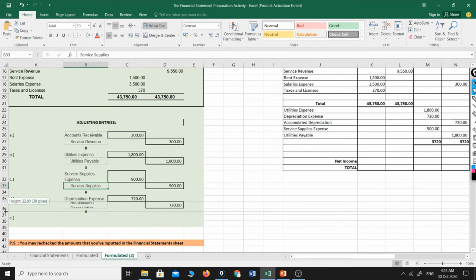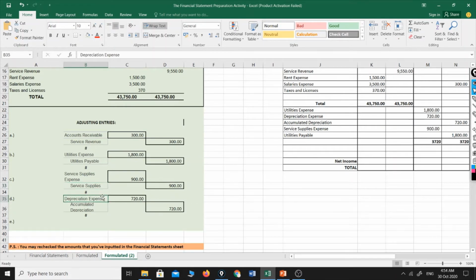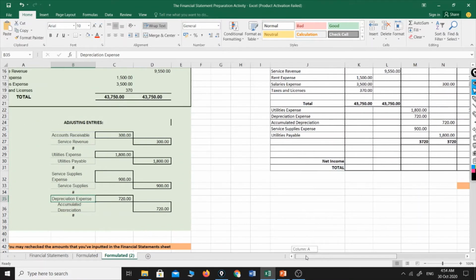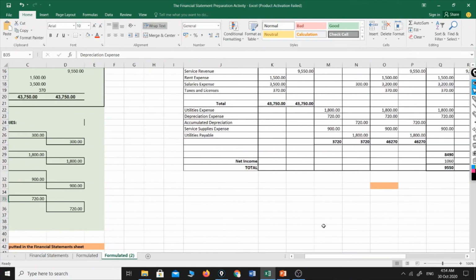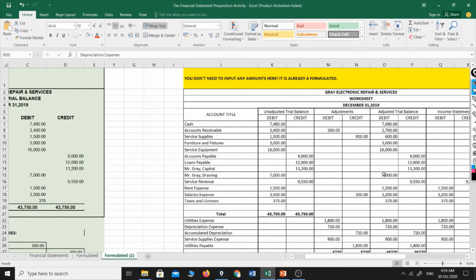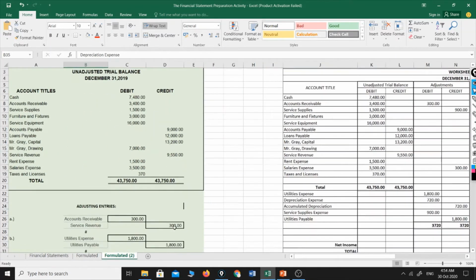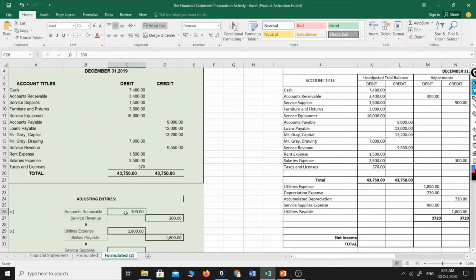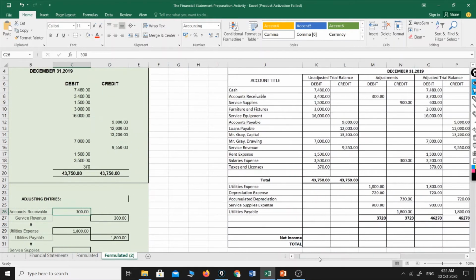And the last adjusting entry, or the fourth one, is wherein you will record a provision for your depreciation expense. Okay? So since you already have these adjusting entries, what you will do is just reflect them on our worksheet under the adjustment section. The first one is accounts receivable is debited. Okay? Take note, the debit is accounts receivable. So you will just put here in the debit section accounts receivable 300.